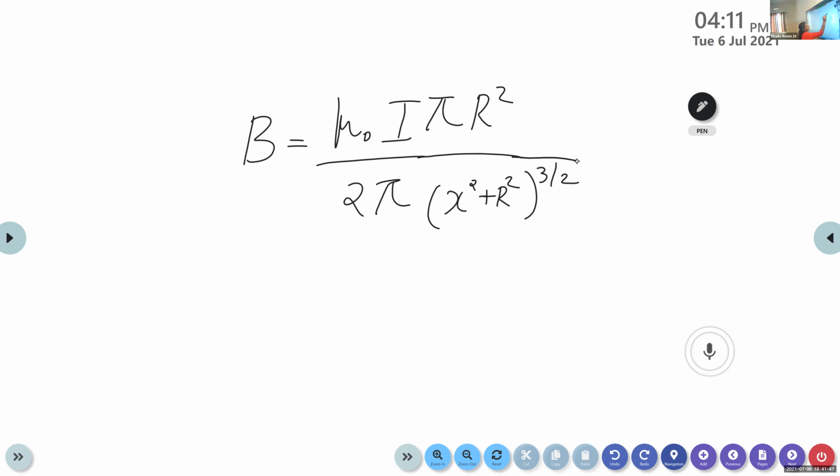I think until here we have discussed, right? And what is pi r square? Pi r square is the area. It is the area of the circular loop. Here the pi r square is the area of the circular loop.